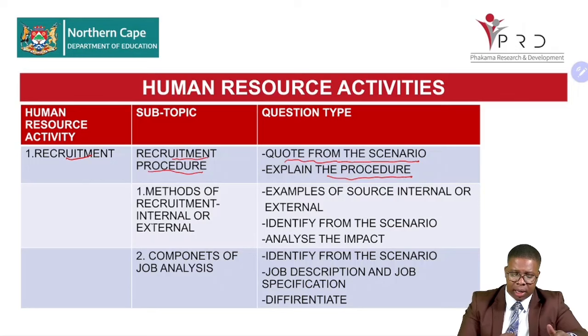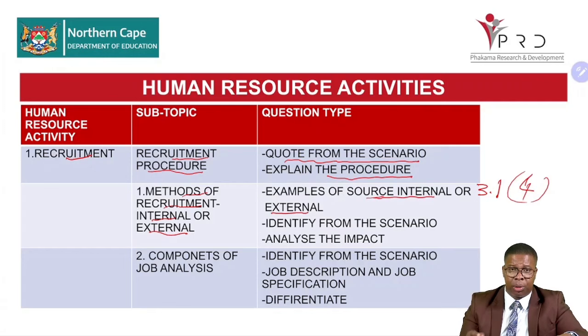And then they can also ask you to identify the methods of recruitment, which is either internal or external, from a scenario. And they can be a low order question, which is what I consider to be your 3.1. Your 3.1 can say, name the examples of sources of internal or external, maybe for 4 marks. This can be a typical 3.1 question. And then another one can be identify the method of recruitment from the scenario above. So it can either be internal or external.